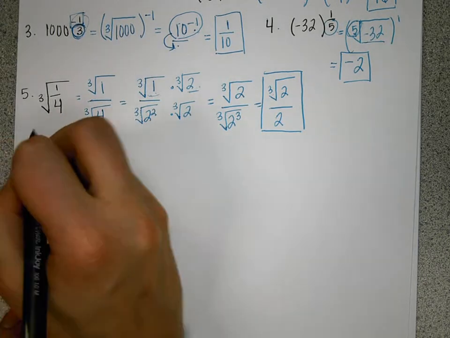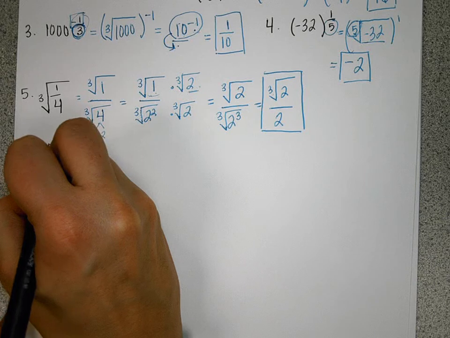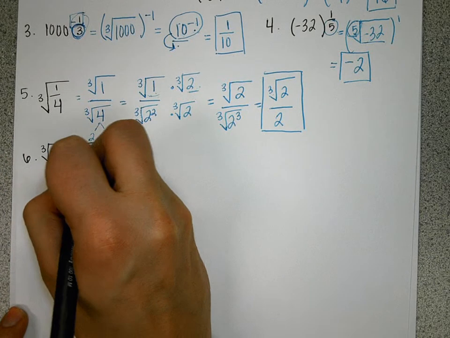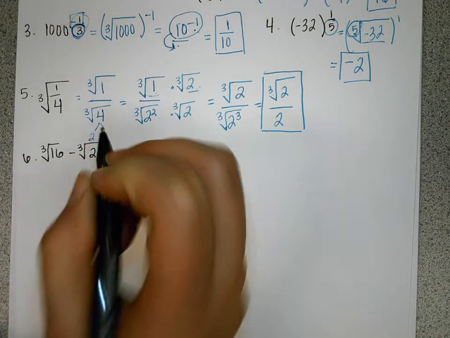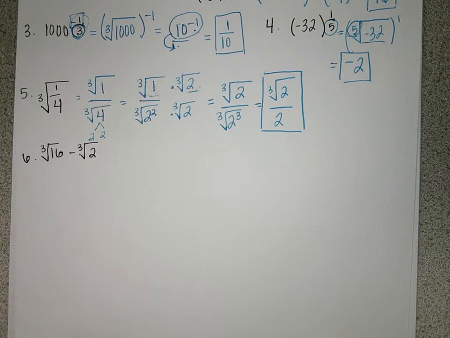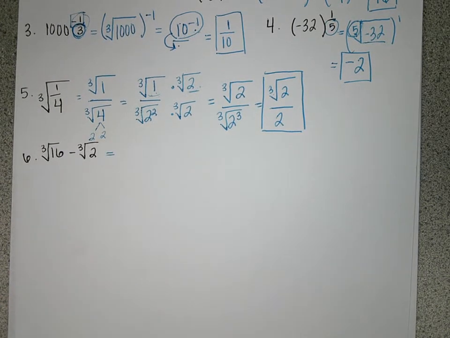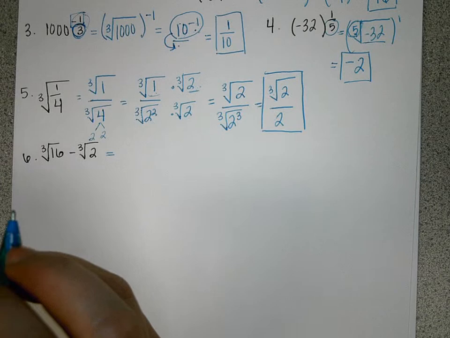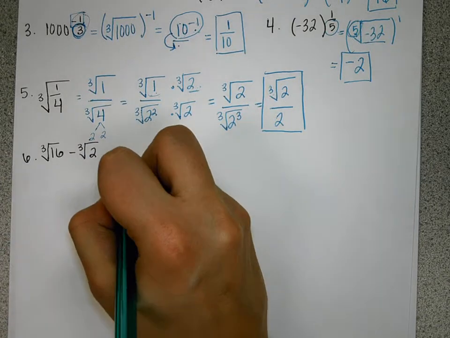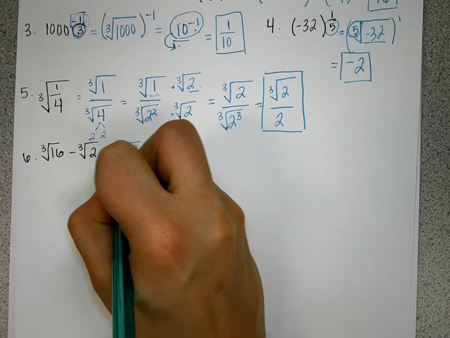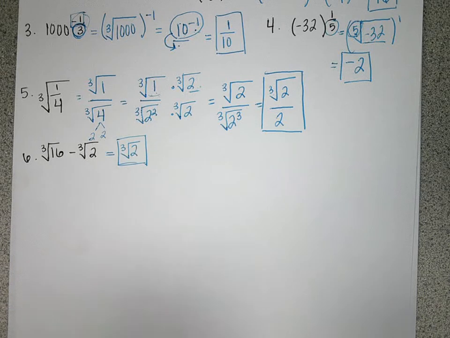Number 6, we have the cube root of 16 minus the cube root of 2. We did this on the AO yesterday, so I'm not going to do it. So you should have the correct work written down. The answer should have come out to the cube root of 2. So just as a reminder, that was your answer, but we did it yesterday in class. If you weren't here yesterday, get the correct work from somebody else's AO.